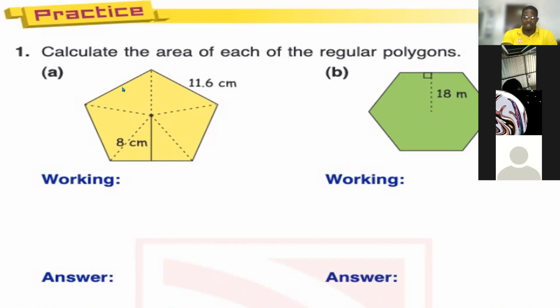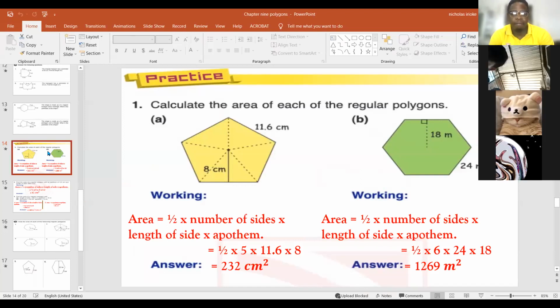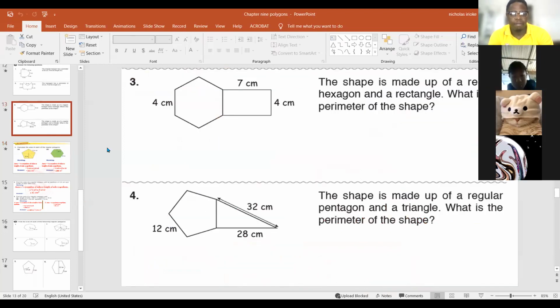Number 2, we need to do A and B, or only A or B? Not sure. I don't know how to do number 3. You have to do A and B. Number 2 has just 1. There's no A and B. Number 3 has A and B, please. Not number 2.